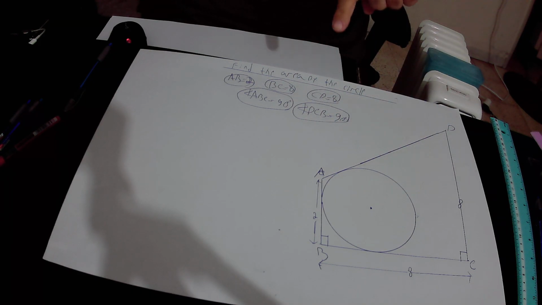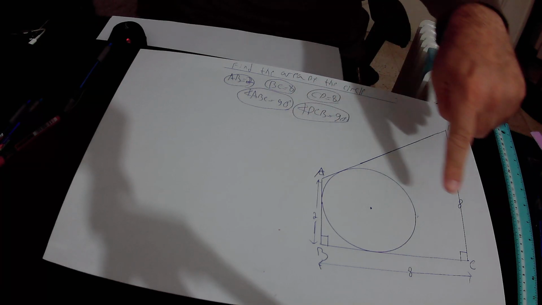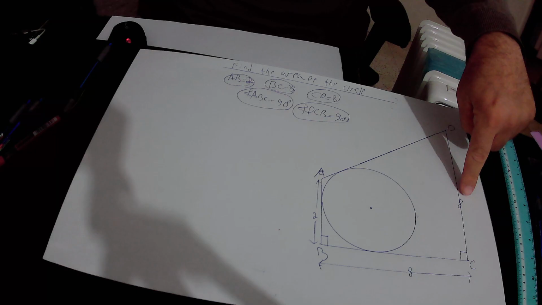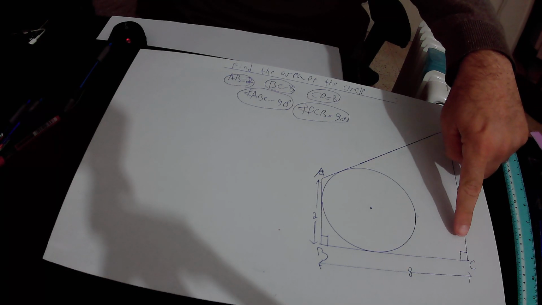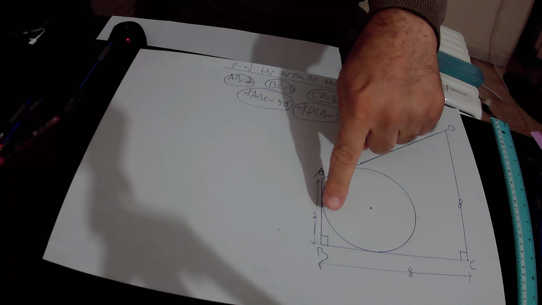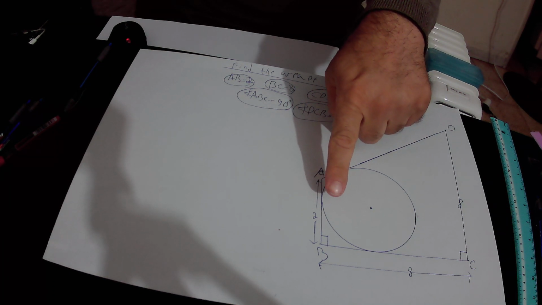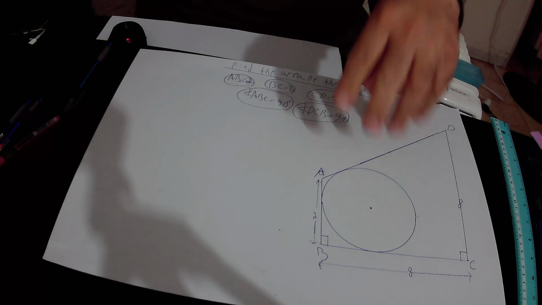In addition, we know that side AB equals 2 units, side BC equals 8 units, side DC also equals 8 units. This angle DCB equals 90 degrees, and this angle ABC is also equal to 90 degrees in its size. Our mission is to find out the area of this circle.